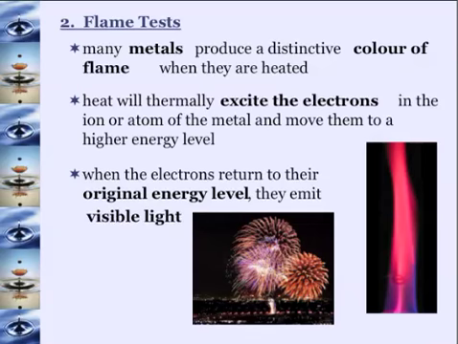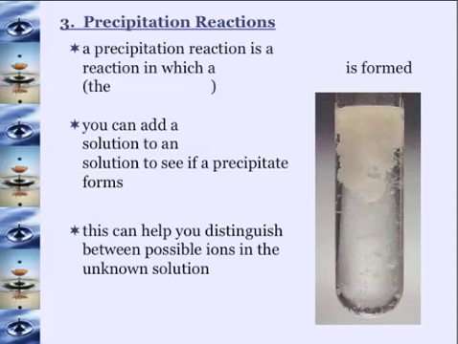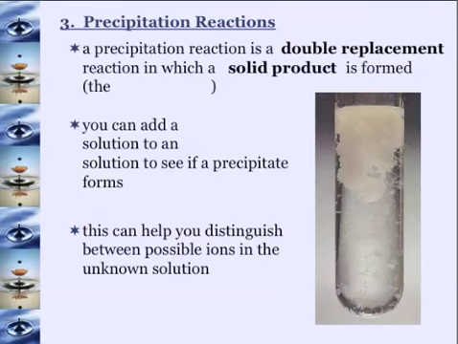Okay. Another example is precipitation reactions. So a precipitation reaction is a double replacement reaction in which a solid product is formed, which is called the precipitate. Okay, you can add a known solution to an unknown solution and see if it forms a precipitate. This can help you distinguish between possible ions in the unknown solution.